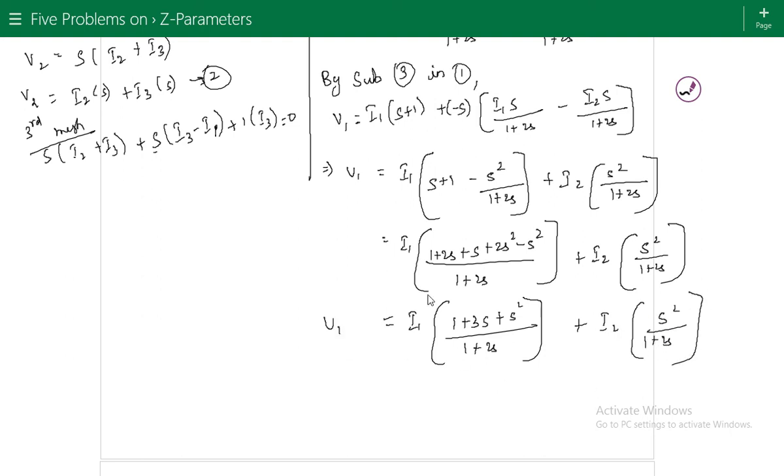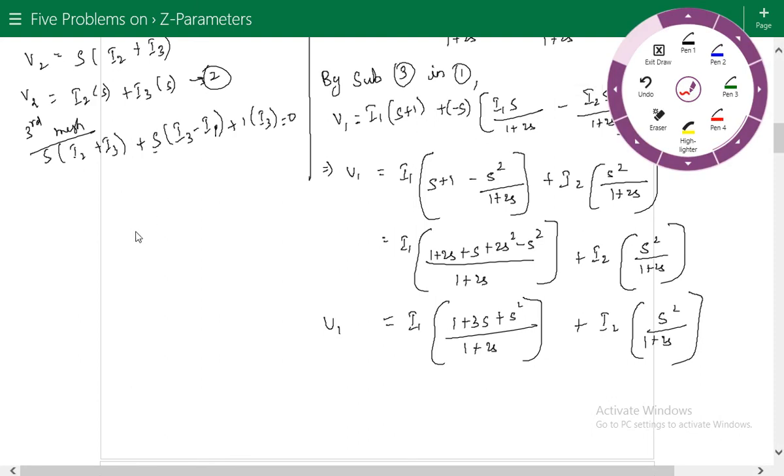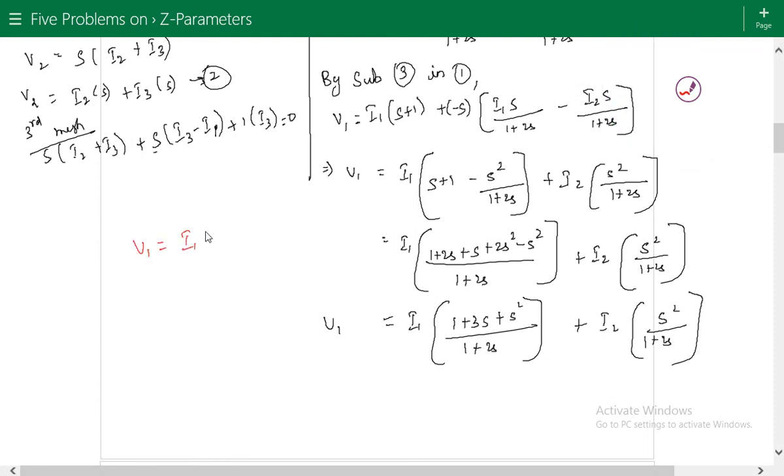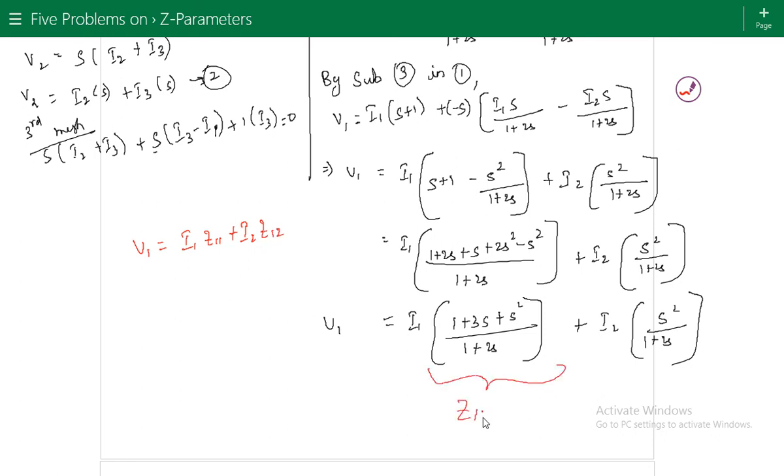So by comparing with the standard equation, what is the standard equation we know, V1 equal to I1 into Z11 plus I2 into Z12. By comparing with the standard equation, what is the value of Z11 here, Z11 equal to, right, this is the value of Z11, 1 plus 3S plus S square by 1 plus 2S, this is Z12 which is equal to S square by 1 plus 2S.